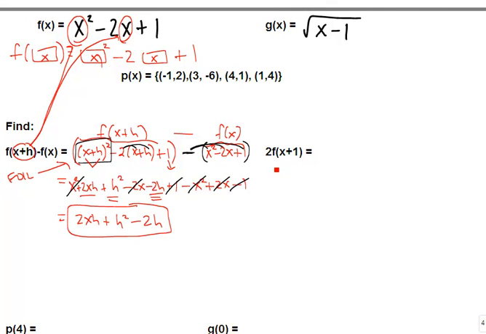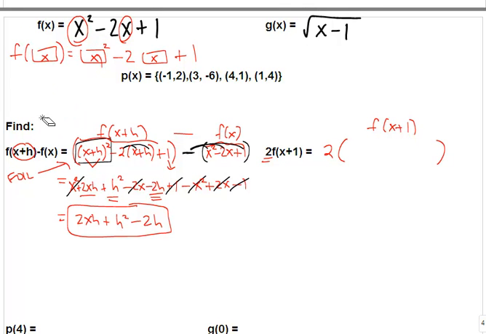Okay, the next function evaluation that we want to do is 2 times f of x plus 1. Notice here that the 2 is on the outside of your function. So when we do this, we're going to want to do 2 times whatever f of x plus 1 turns out to be. So let's figure that out.